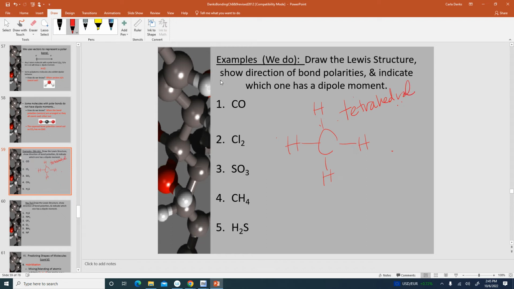Okay, so this is tetrahedral. Now, when you draw your vectors, it's based on the shape of a tetrahedral molecule. Remember, tetrahedral looks like a little tripod. So when you draw your vectors, the vectors are going to be like the little tripod as well. So the vectors are going to point towards the carbon.